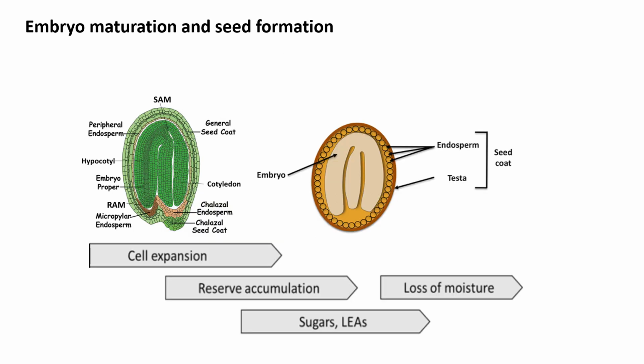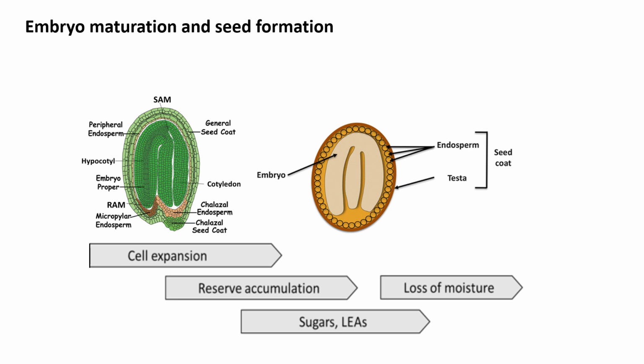Let us start now. The basic body plan of the embryo is established by the heart-shaped stage of embryogenesis as seen in the earlier module. Then the embryo grows by cell expansion and shows an embryo axis consisting of the root and shoot apical meristems, which are separated by the hypocotyl. It also shows two cotyledons which enclose the shoot apical meristem.